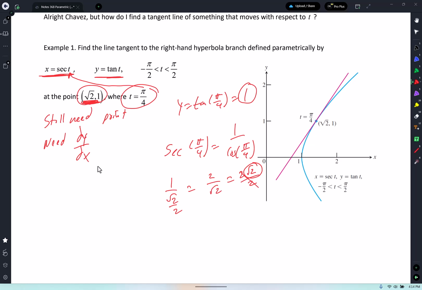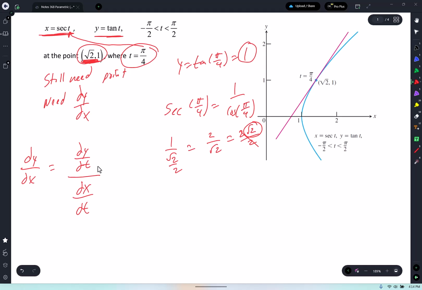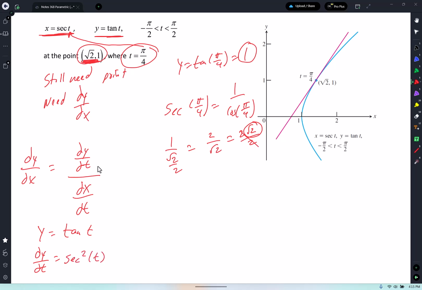Okay, you guys ready to get my slope? All right, so here it is. My slope, dy dx, I'm going to have to get dy dt and divide it by dx dt. See, when I do that, do you see how the dt's cancel out? So dy dx is dy dt divided by dx dt. So here it is, guys. Y equals tan t. So dy dt is equal to, what's the derivative of tan? Secant squared t, because I'm taking the derivative with respect to t.